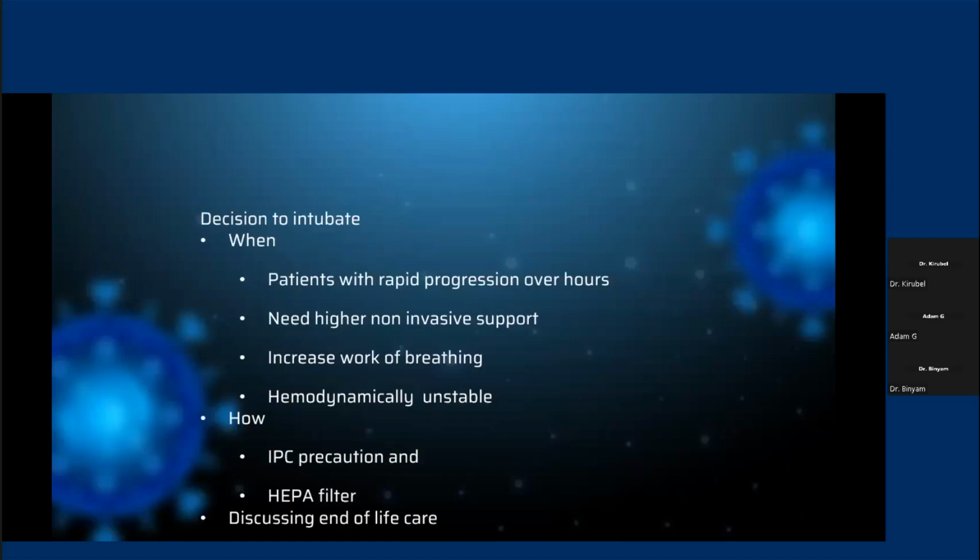So when do you decide to intubate this patient? As you put them on non-invasive ventilation or high flow nasal cannula, and the patient is rapidly deteriorating, or has increased work of breathing, decreased consciousness, or is very agitated. Also, if the patient has hemodynamic instability, you should consider intubation right away. How to intubate? You should adhere to the IPC precautions of the facility and use a HEPA filter and two technique.